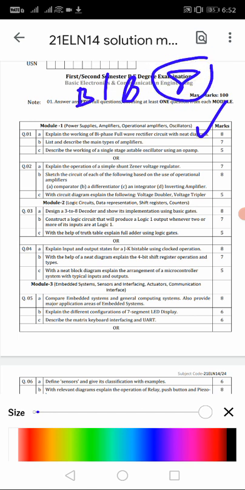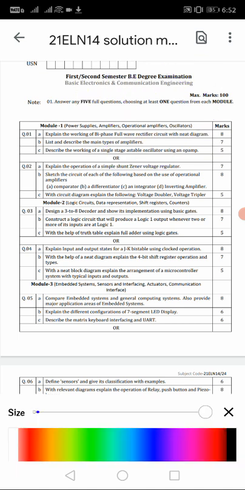Second one, B: list and describe the main types of amplifier. On the amplifier part they should give one, so they are giving the main types of amplifier. In the previous paper they gave the concept of negative feedback. So here I can tell 1B is again an optional question, it's not a definite question. Then question number 1C: describe the working of a single stage astable oscillator, mark it, it is a definite question. 1C is a definite question. Similarly we can go to the next question quickly.